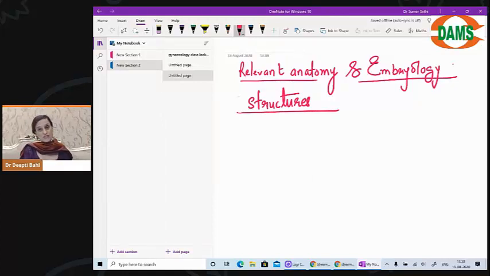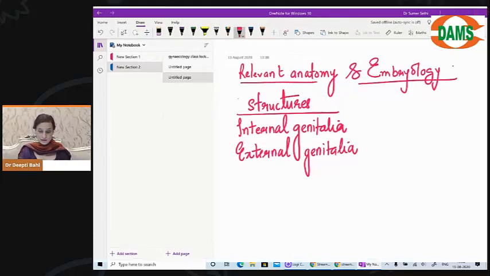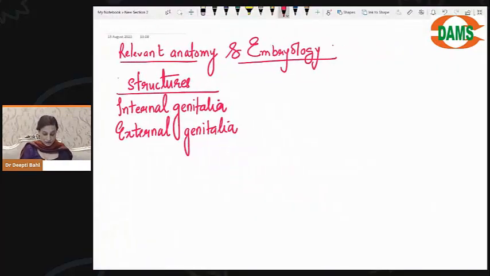When we talk about obstetrics or gynecology, we have only a few limited structures to talk about. So we have to talk about internal genitalia. We would be talking about external genitalia. And we would be talking about gonads, right? So these are the basic structures that we are going to talk about.